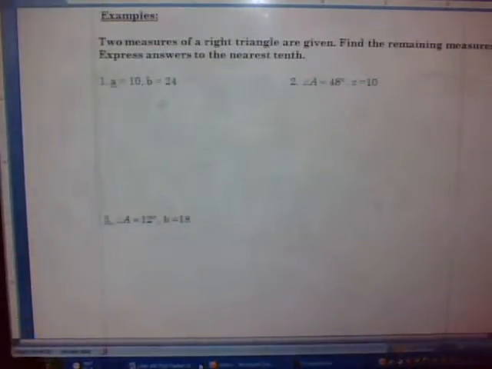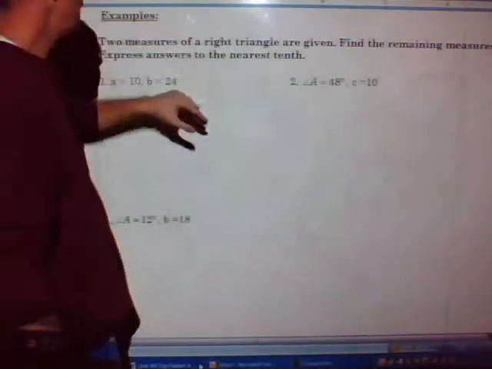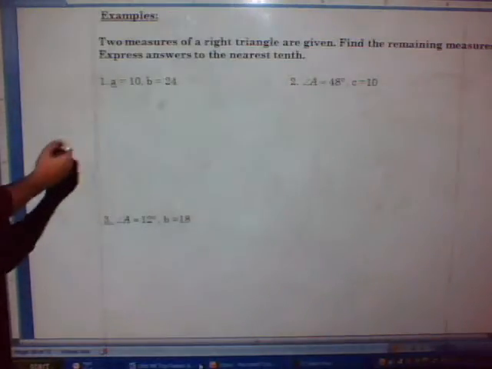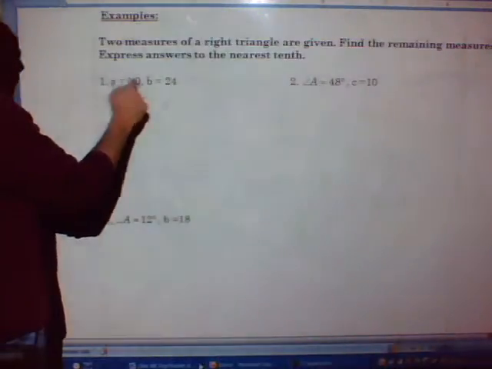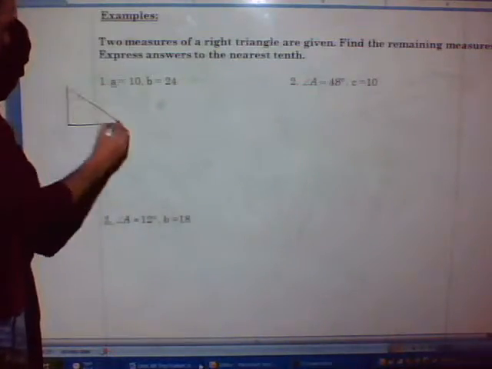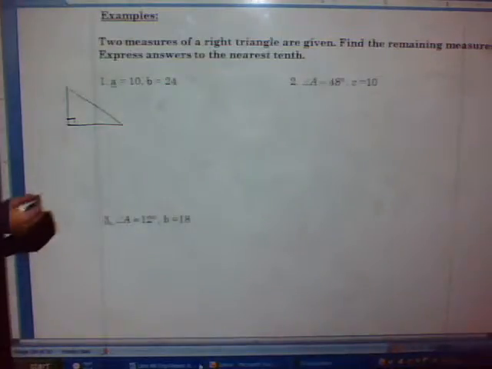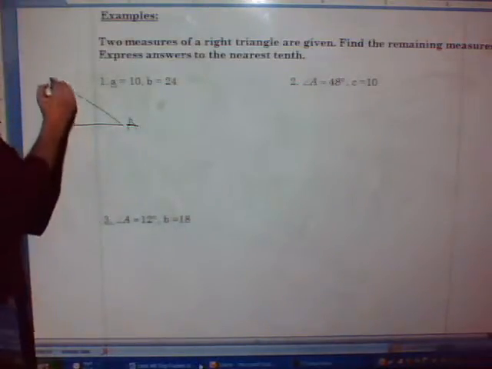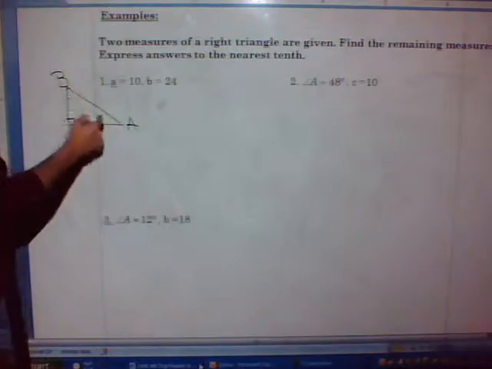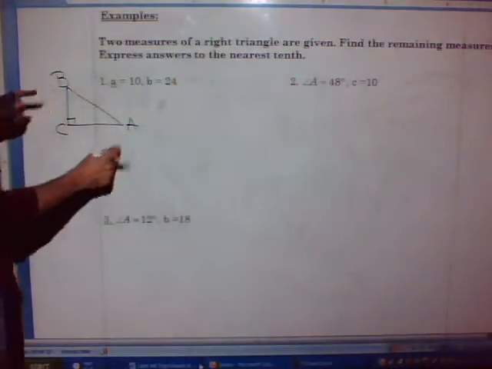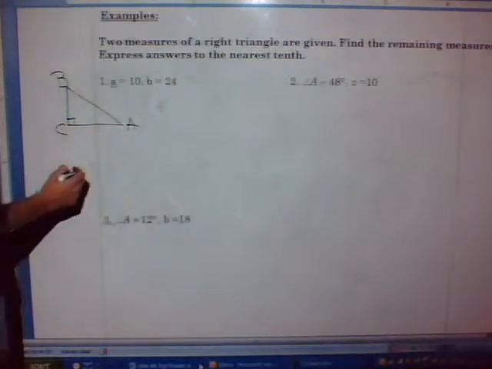All right, in this lesson we're going to find missing sides and angles of triangles. Okay, so let's start off. They give us side A and side B, so let's draw ourselves a triangle. Recall what I said in the previous video, that capital A and capital B will represent the acute angles, capital C will represent the right angle. These could go anywhere. C has to be the right angle.